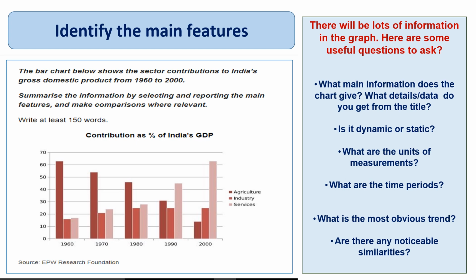Then you need to find out what the units of measurement are. And it is clearly given in the question that the numbers are measured in percentages. So you will write the word percentage, 70%, 60%, 50%, like that. Then look for the time period. What is the time period? 1960 to 2000. And then what is the most obvious trend? Obvious trends are here, like the increasing ones, the decreasing ones. And do you see any similarities? Yes, the industry and service sector both improved, whereas the agricultural sector declined.